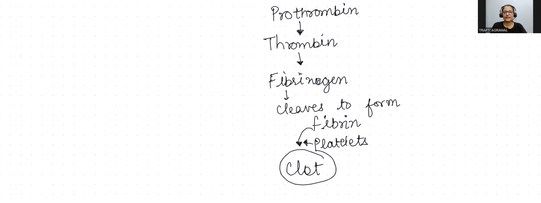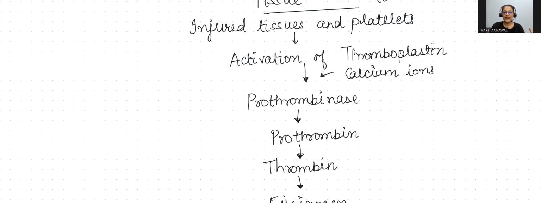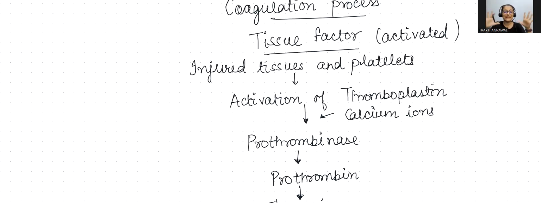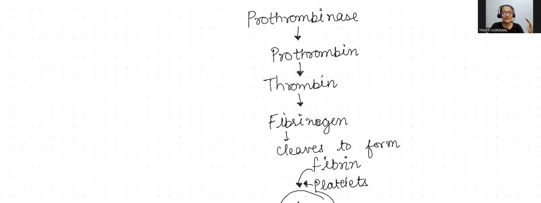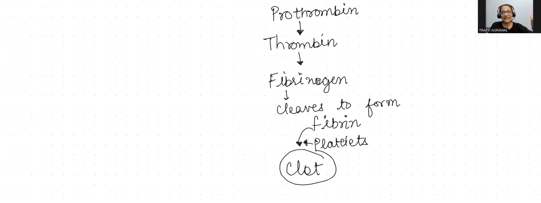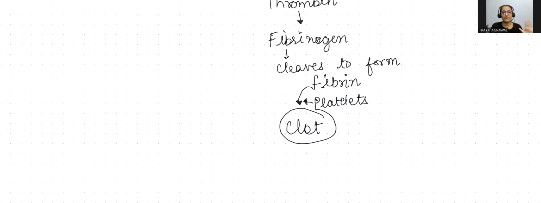So first of all, the tissue factor is getting activated, and the injured tissues and the platelets combine to activate the thromboplastin. The calcium ions along with the thromboplastin are responsible to activate the prothrombinase. Prothrombinase leads to the formation of prothrombin. Prothrombin leads to the formation of thrombin, and this thrombin acts on the fibrinogen. This fibrinogen further cleaves to form the fibrin, and this fibrin along with the platelets forms the clot. So that is how this clot formation is happening.